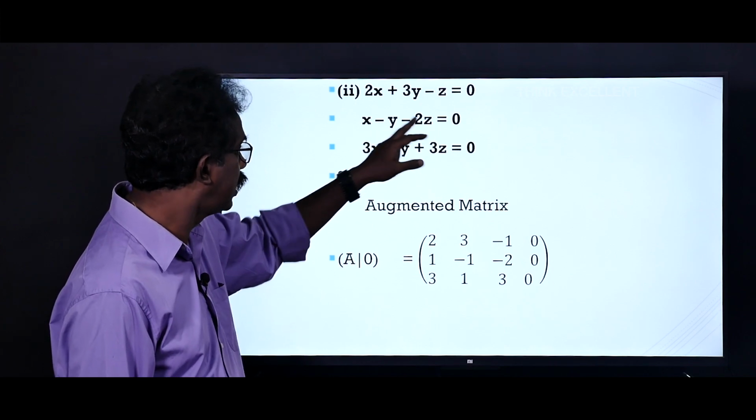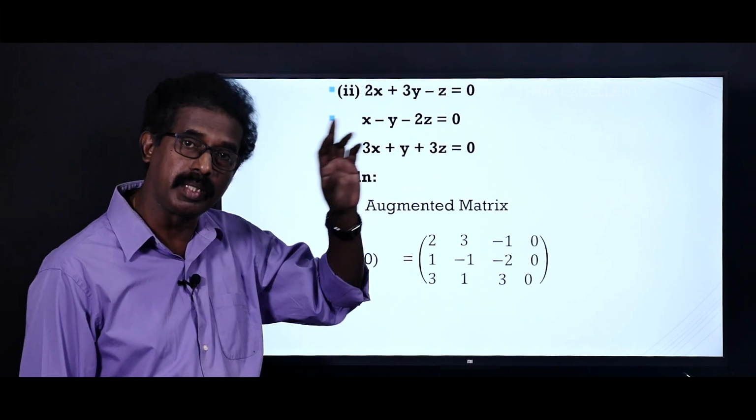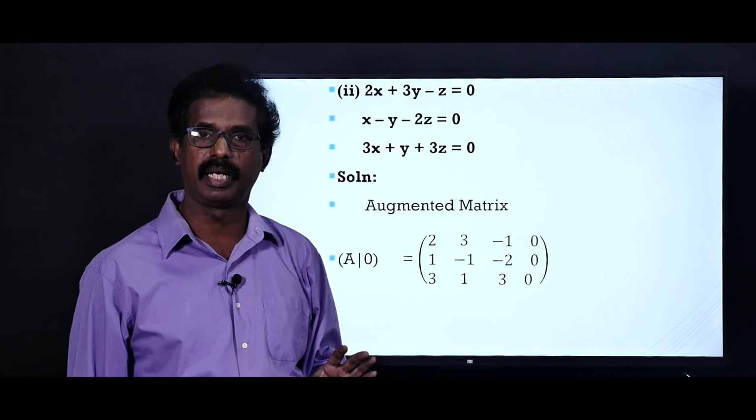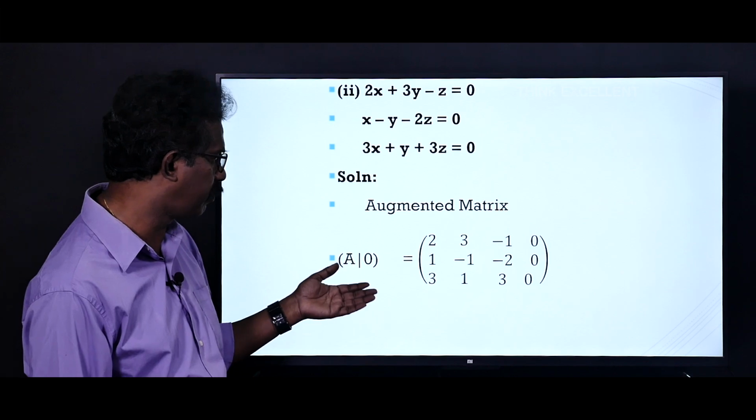Sometimes x, then z they may give, then y. You have to read the question very carefully and write. Okay, so this is the augmented matrix. Reduce it into echelon form. First row, first element, we want to get 1.